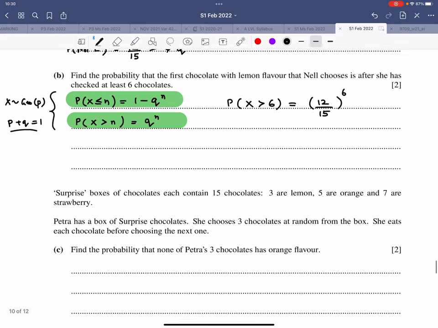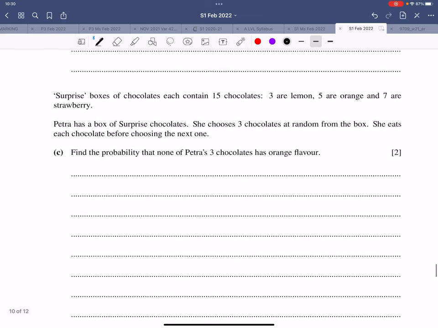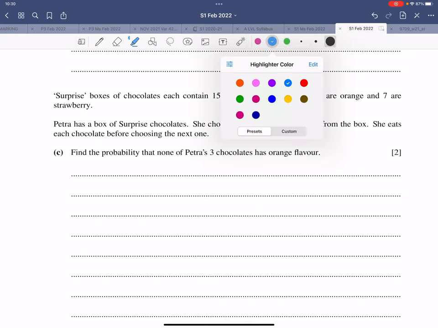It says, what is a surprise box? Now it says a surprise box consists of a box of chocolates, each containing 15 chocolates. Again, 3 are lemon and 5 are orange and 7 are strawberry.